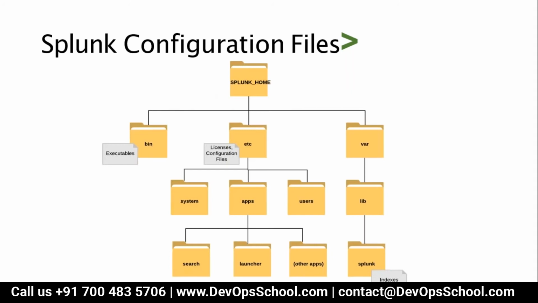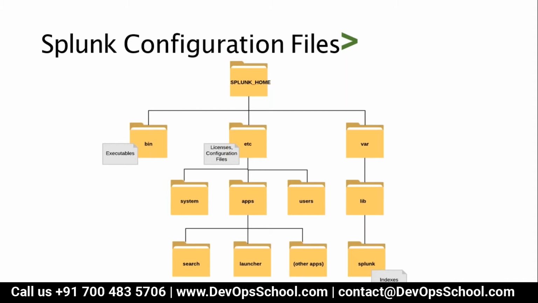Now the question is, what is multi-layered? Look at this structure, where you can find the configuration file. This is the hierarchy of Splunk home, and typically you will find many directories and subdirectories under Splunk home, but the most important one is etc. Remember, the Splunk scripts you will find in the bin folder, and the indexes you find in var/lib/splunk. Now etc is very important, and etc contains licenses and configuration files. Etc has multiple subdirectories, but these three are important: system, apps and users.